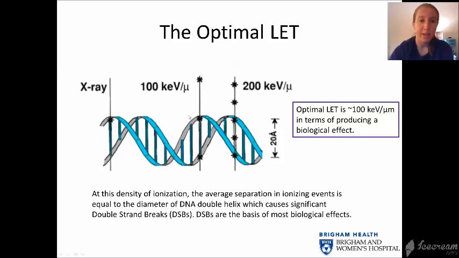in terms of producing a biological effect. And as you can see here, when you get to 100 keV per micrometer, you get a double strand break. You still get that with 200 keV per micrometer, but the 100 keV will perfectly hit the 2 strands here. So at this density of ionization, the average separation in ionizing events is equal to the diameter of the DNA double helix, which causes significant double strand breaks. And these double strand breaks are the basis of most biological effects.